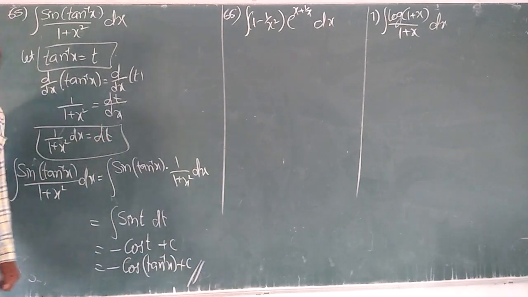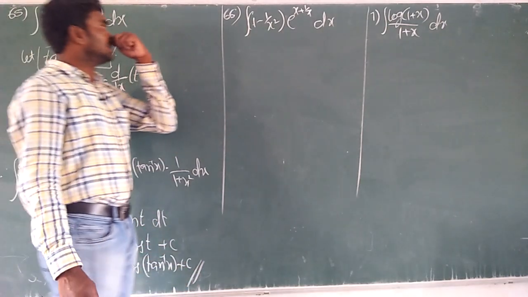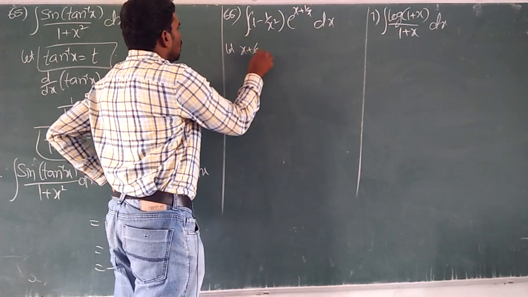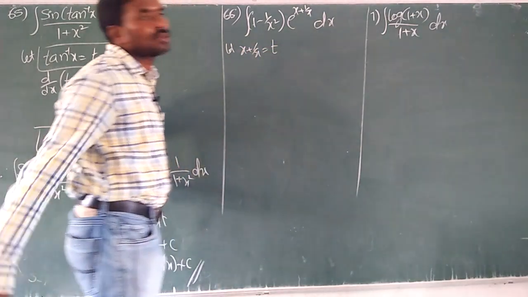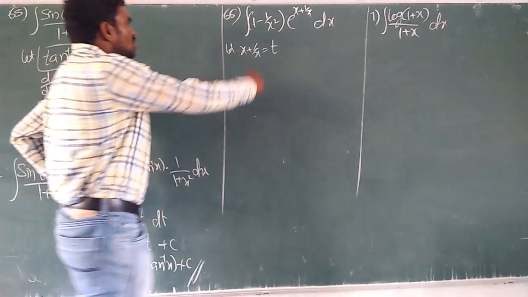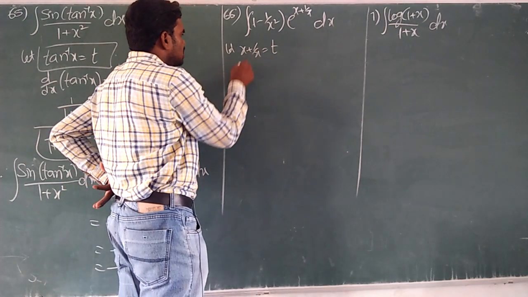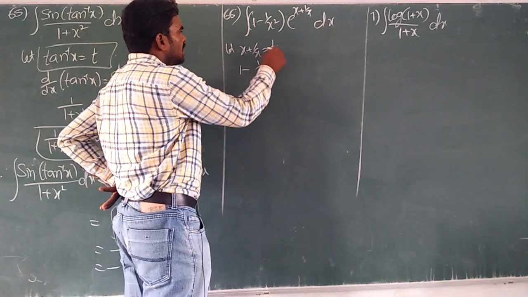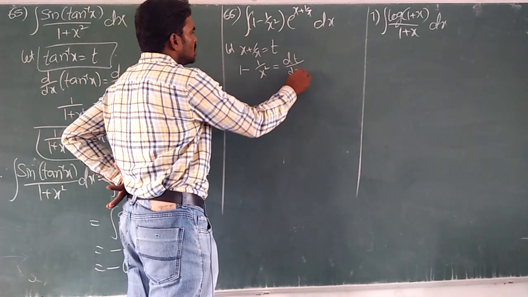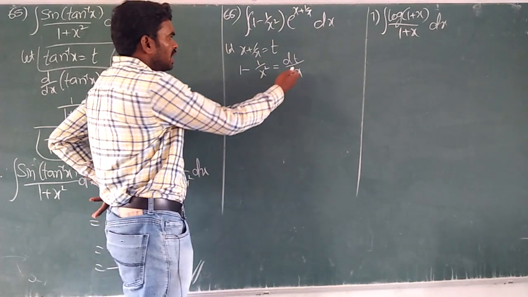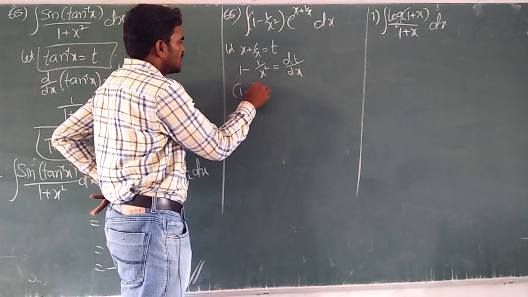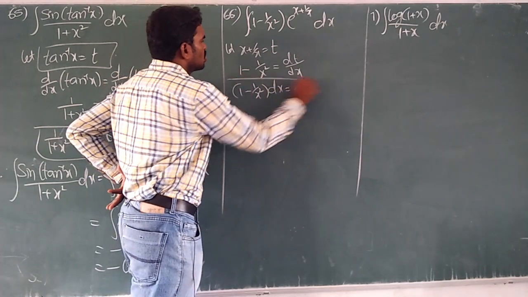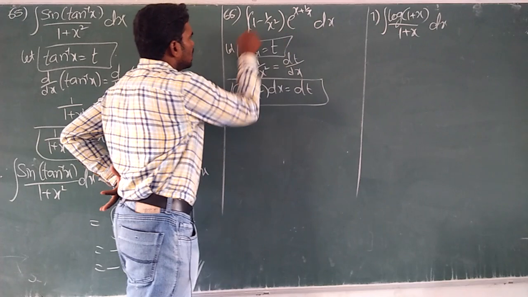This is the answer. Similarly here, let us assume x plus 1 by x is equal to t. After these two problems, we can enter into 7 marks. Differentiating with respect to x on both sides, the derivative of x is 1 and the derivative of 1 by x is minus 1 by x squared, and the derivative of t is dt by dx. Similarly, bring dx to the left side, it becomes 1 minus 1 by x squared dx is equal to dt. Now substitute this in the question.